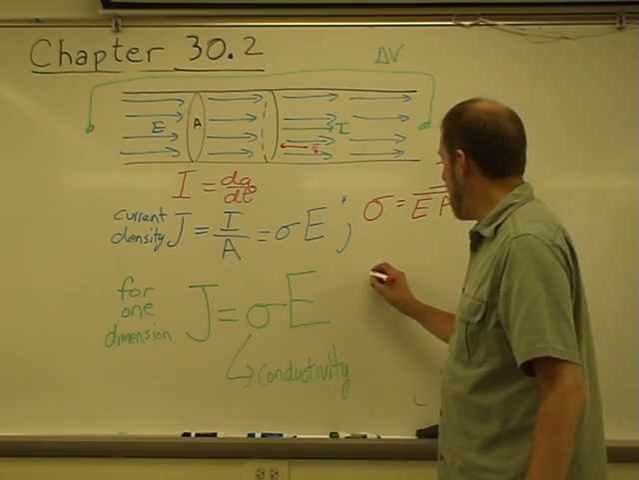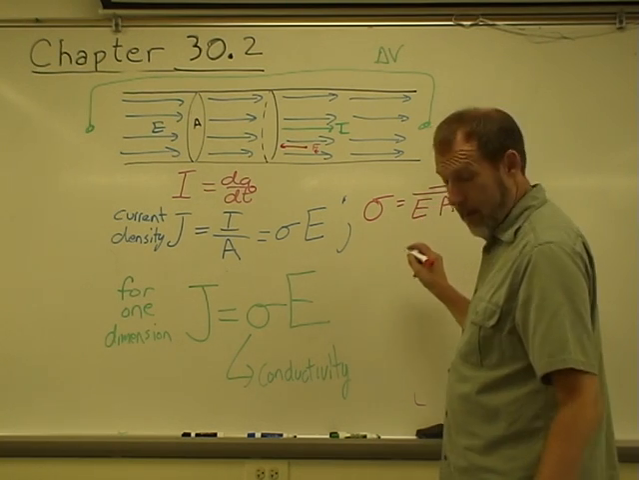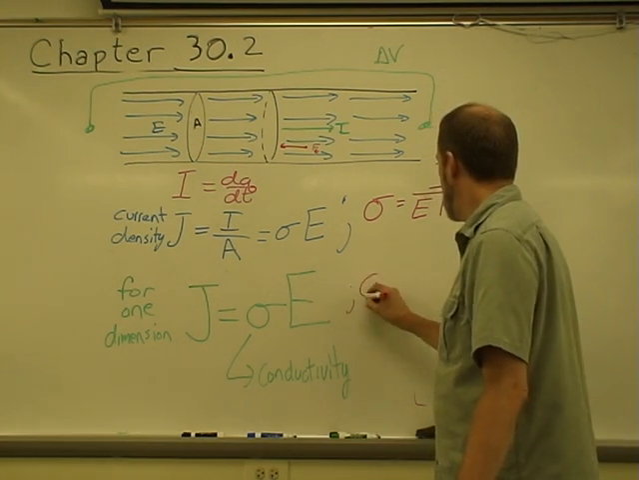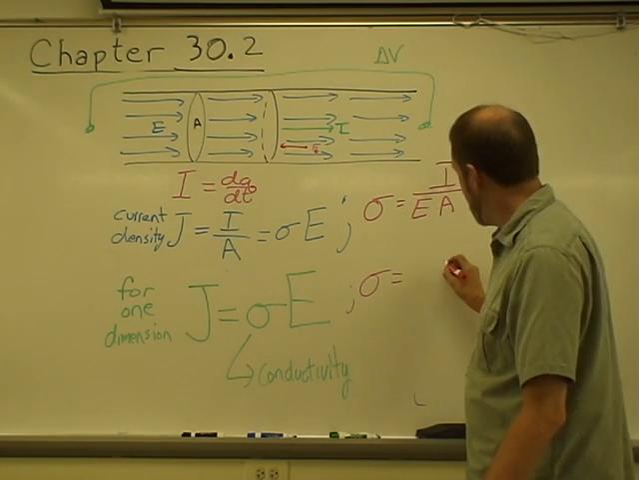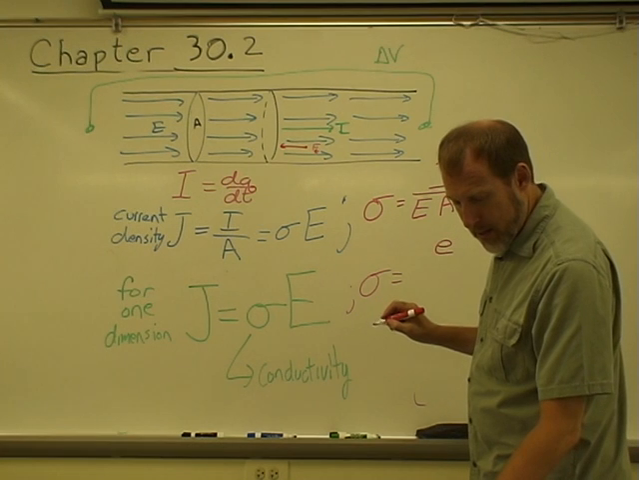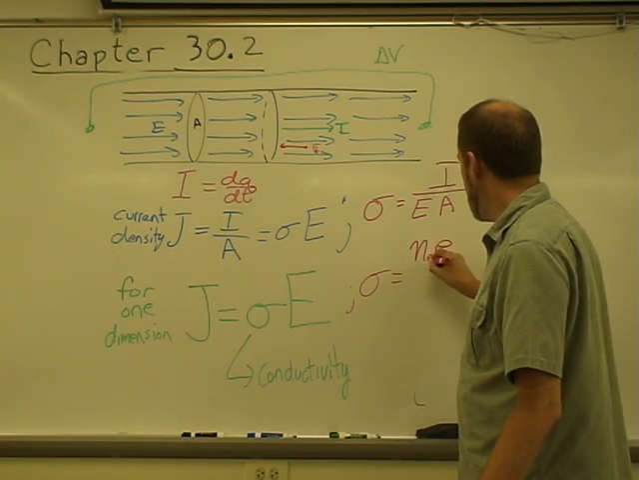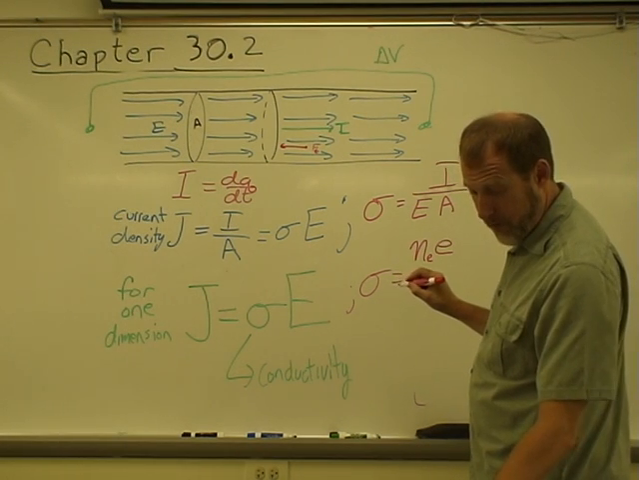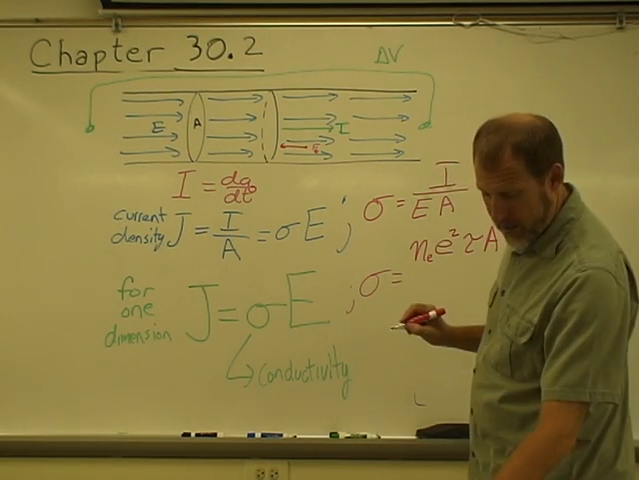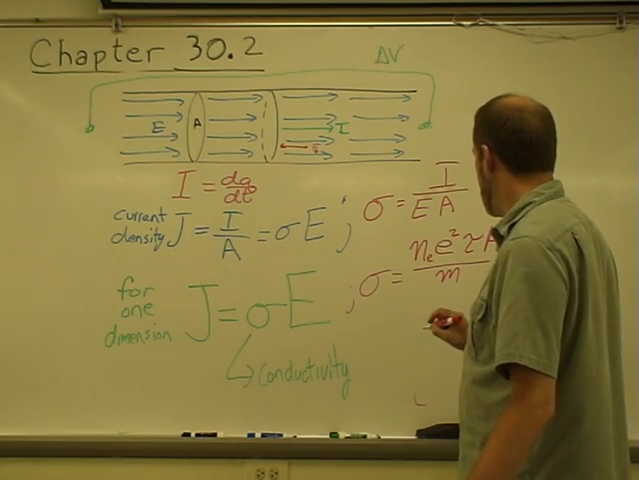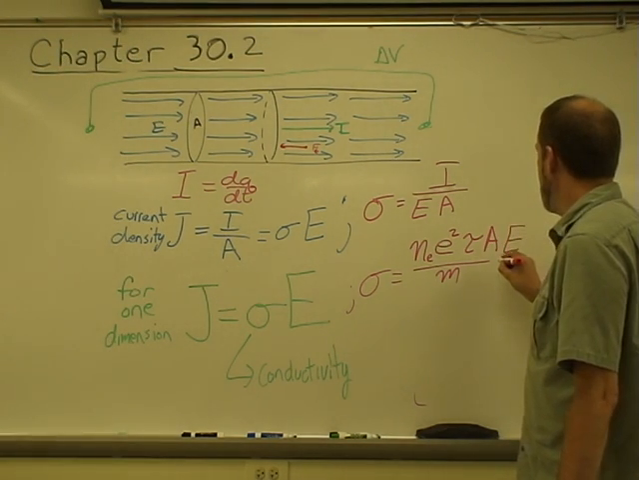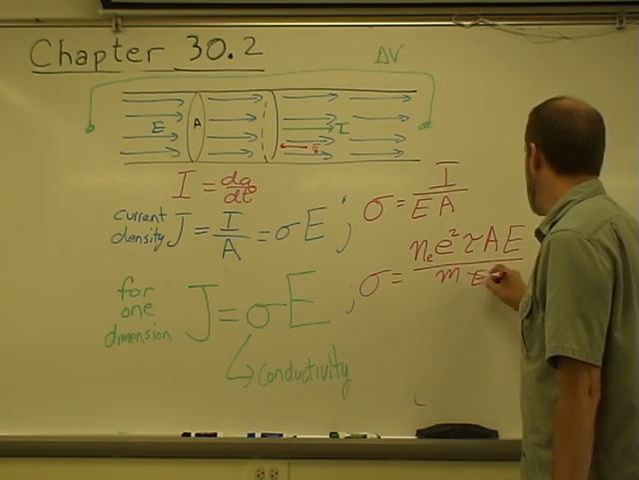I can write this as, okay, the current density, the current, I can write that as the charge on the electron, e, times the electron current, the density of free electrons, times e times tau, the mean time between collisions, times the cross-sectional area, divided by the mass of the electron, times the electric field, divided by the electric field times the area.